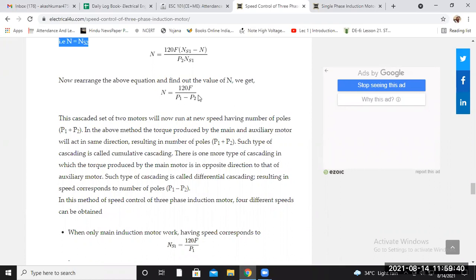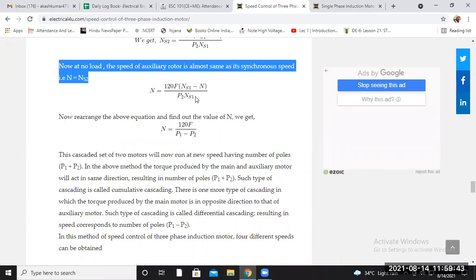Just try this equation. Just solve this equation and rearrange, and see whether you are getting this equation or not.